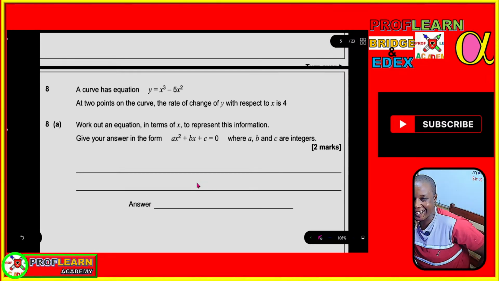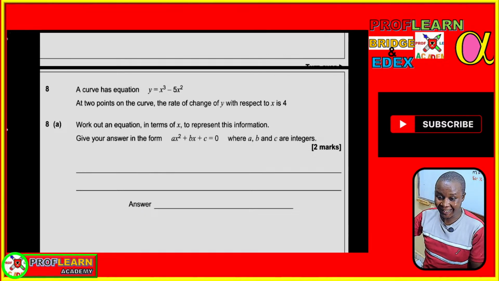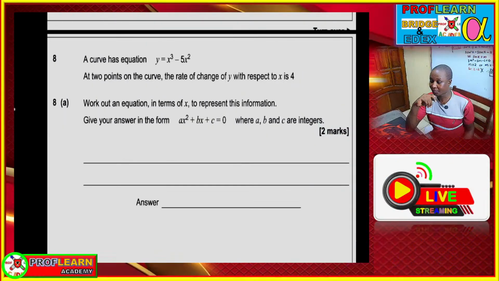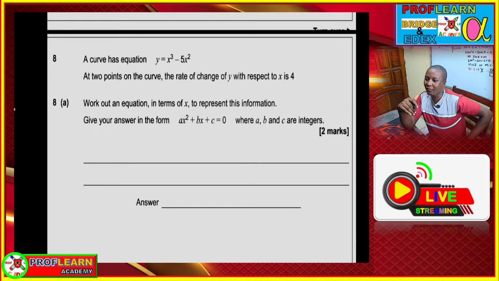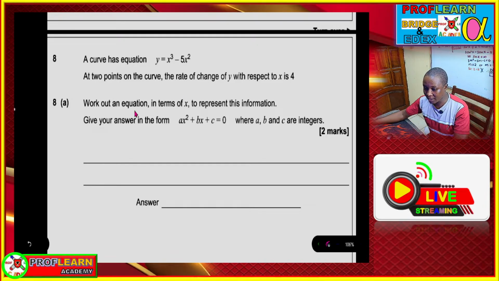We have question number 8, quite an interesting one. Question number 8 says, a curve with the equation y is equal to x cubed minus 5x squared has 2 points on the curve. The rate of change of y with respect to x is 4. So what does that mean? The rate of change of y with respect to x.